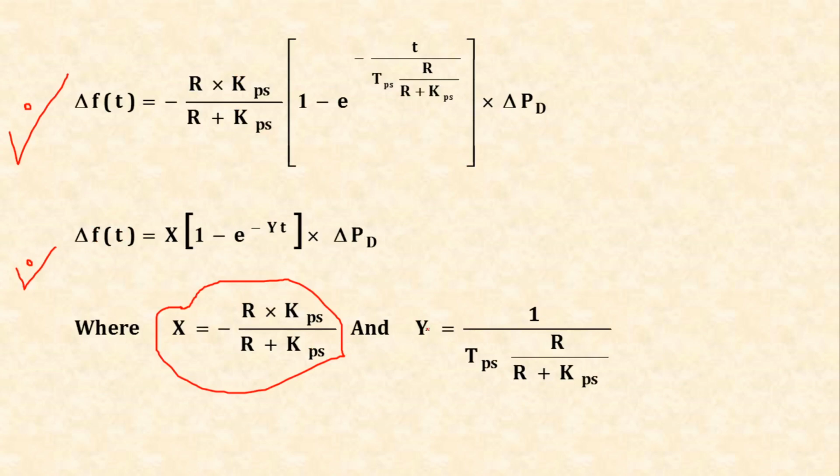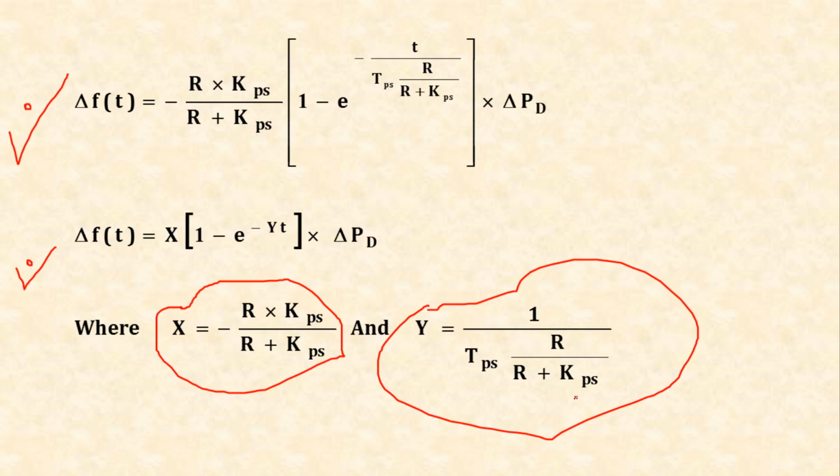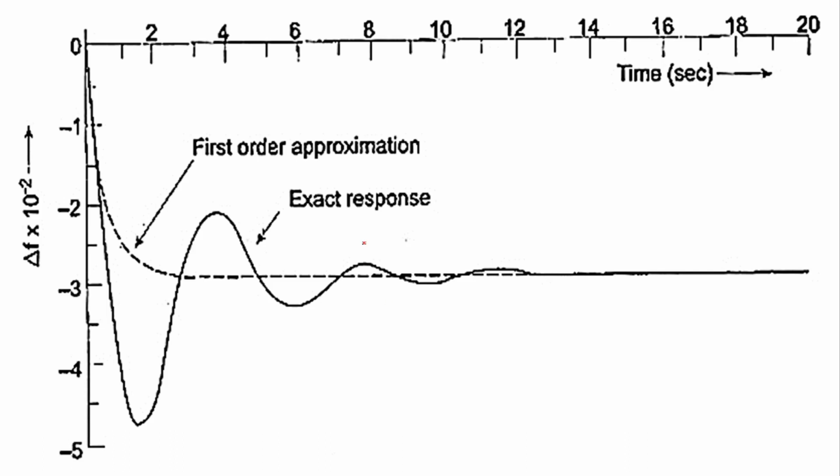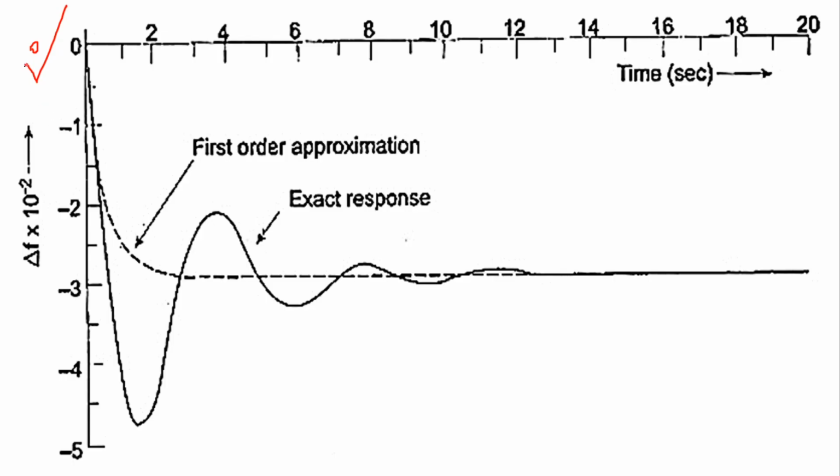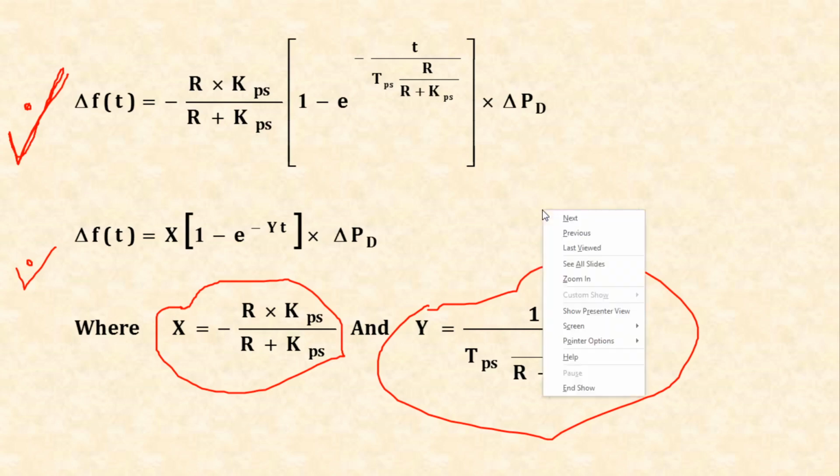And y is equal to 1 upon Tps into R upon R plus Kps, that is the value of y. Now this is the response that we will get based on this equation. From this equation we can get the value of delta f of t in this form. So how we will get this graph, that we will have to learn.